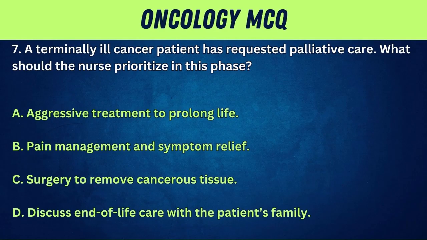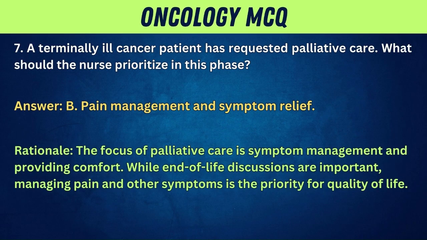7. A terminally ill cancer patient has requested palliative care. What should the nurse prioritize in this phase? A. Aggressive treatment to prolong life. B. Pain management and symptom relief. C. Surgery to remove cancerous tissue. D. Discuss end-of-life care with the patient's family. Answer: B. Pain management and symptom relief.